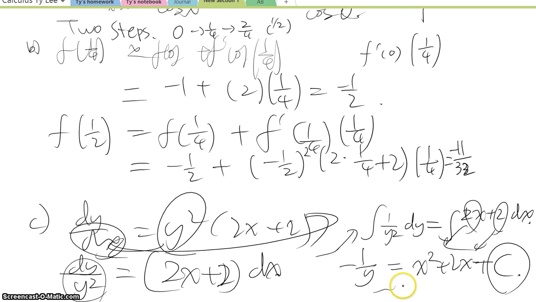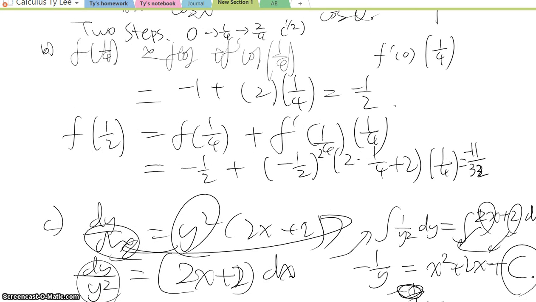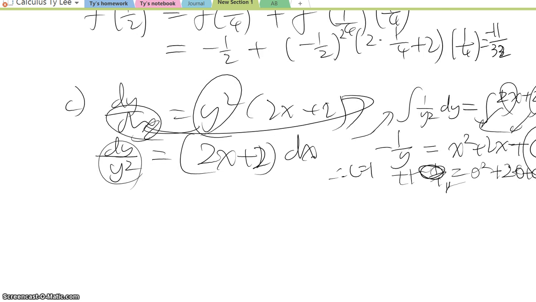1 over negative 1 is going to equal 0 plus 0 plus c. Therefore c is 1. Okay, we have the c value. C is 1. Plug it into the original function with c.